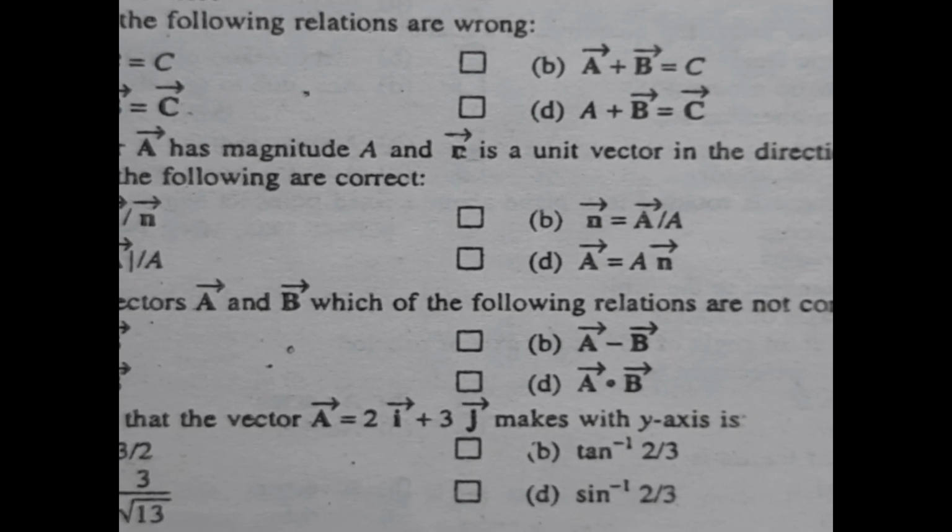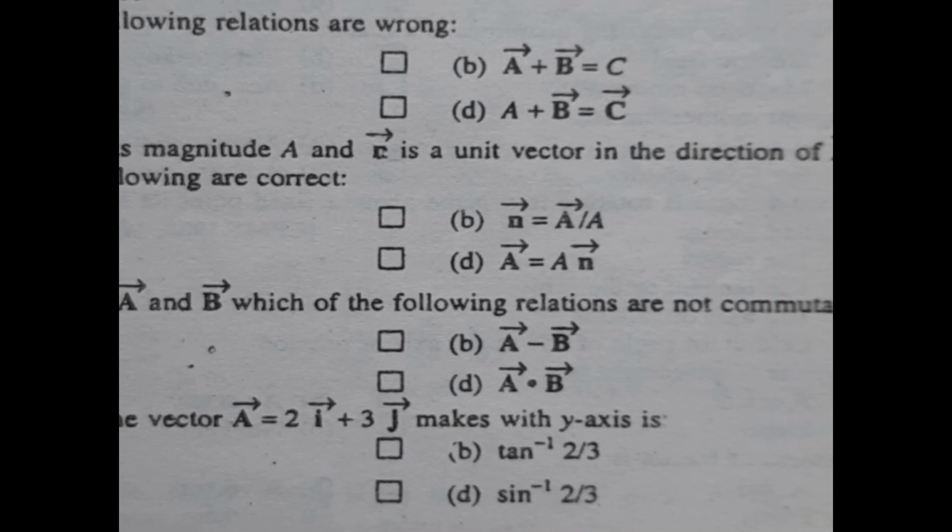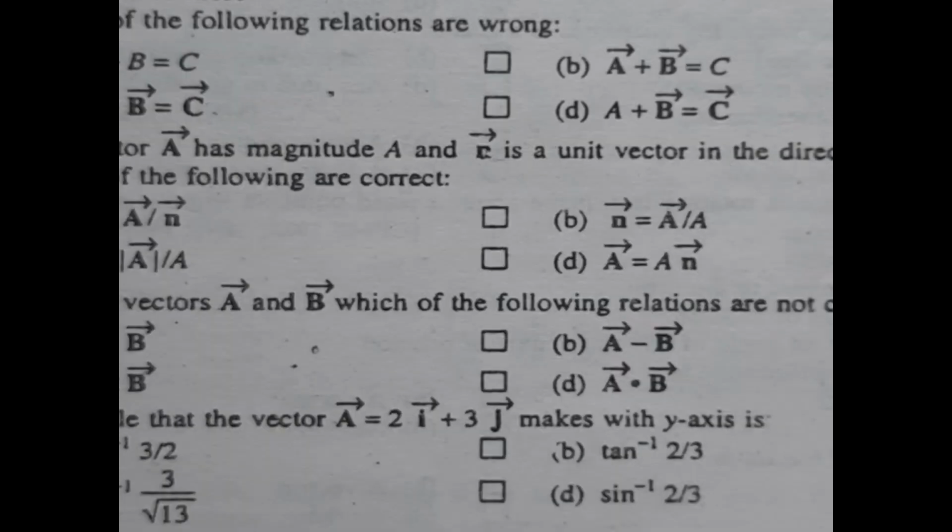Now fifth question, for two vectors vector A and vector B, which of the following relations are not commutative? Vector A plus vector B, vector A minus vector B, vector A cross vector B, and vector A dot vector B.